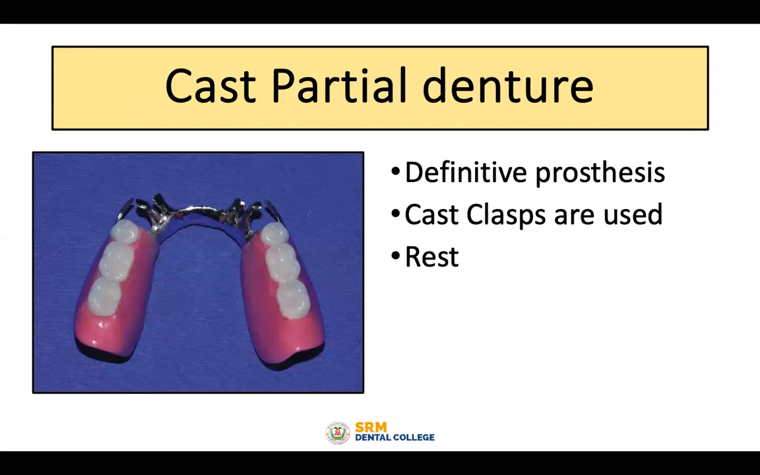The cast partial denture is a definitive prosthesis which has a metal framework and all the components that help in supporting the prosthesis, retaining the prosthesis, and also improving its stability. Especially the rest and the cast clasp play a greater role in the use of cast partial dentures as a definitive prosthesis. So it's mandatory that people understand the differences between the definitive prosthesis and an acrylic partial denture, which is used for temporary purposes.